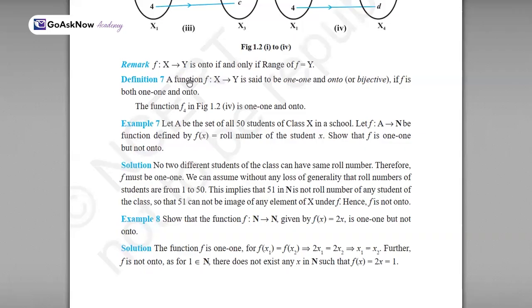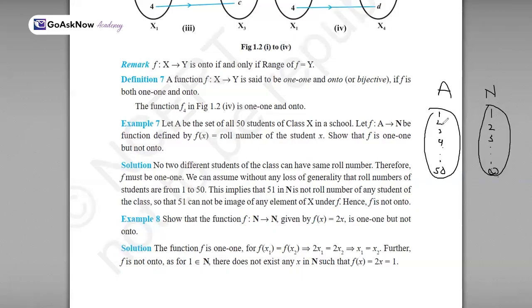So if you have 50 students in the class, just a second, I will make the image of this. If you have 50 students in a class, this is set A, and the roll numbers go 1, 2, 3, 4, and so on up to 50. And here is the set of natural numbers. The natural numbers start from 1, 2, 3, and so on up to infinity.